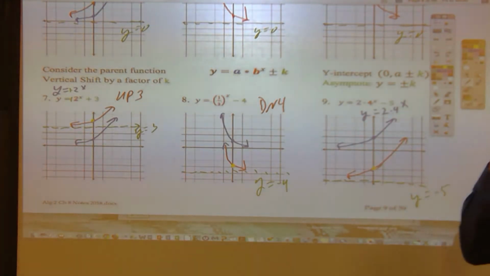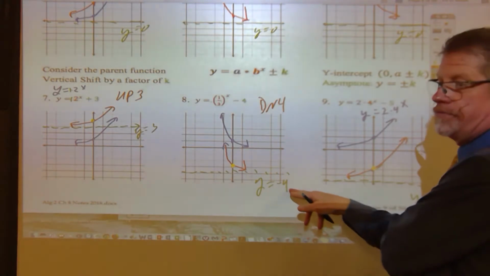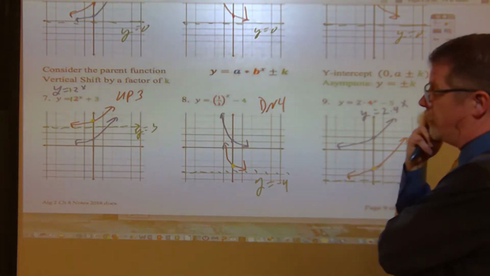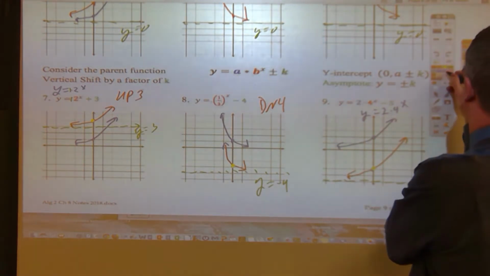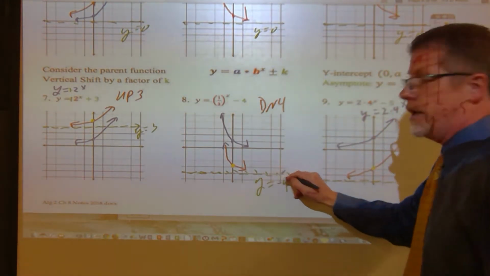Wait, for 8, how is it y equals 4? That's a y equals -4. It's y equals -4 for the equation of the horizontal asymptote. Are there any other questions on this page before we move on?